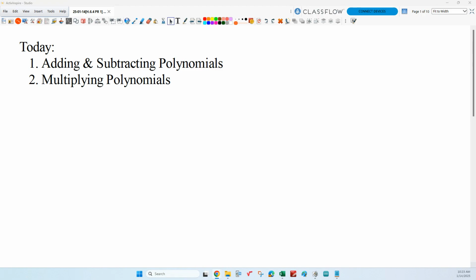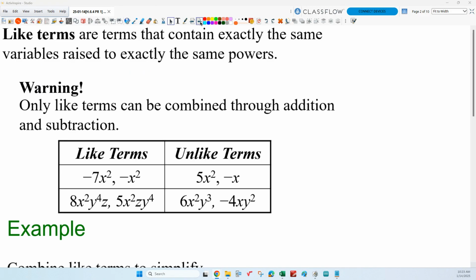Really not a big deal. Adding and subtracting could not be easier. It's really just a matter of collecting like terms. What are like terms? First of all, same variables. The coefficients could be different, but the variables have to be the same and to the same powers.